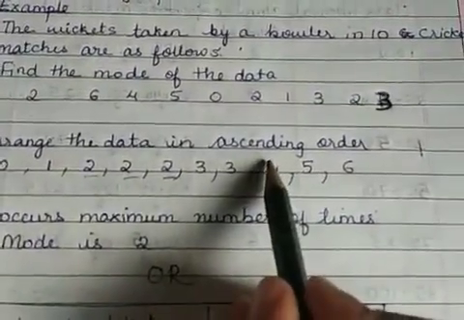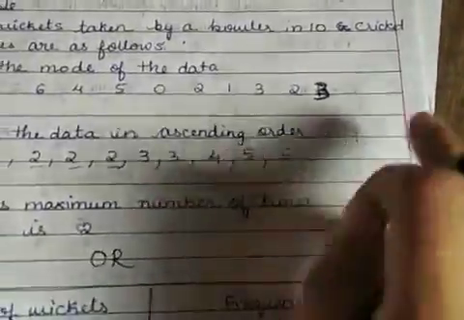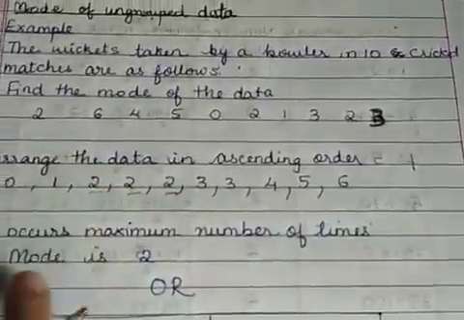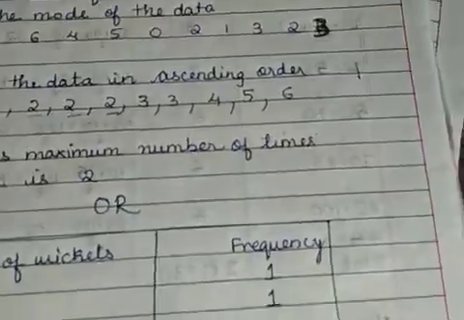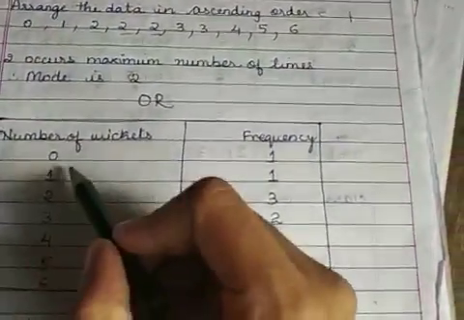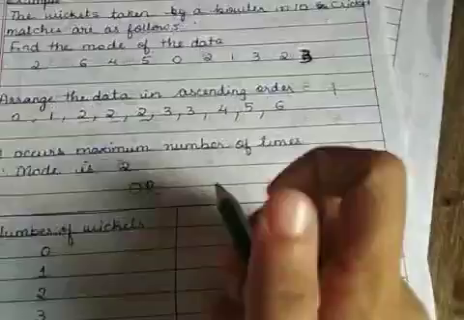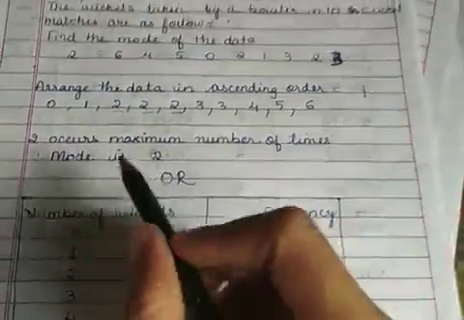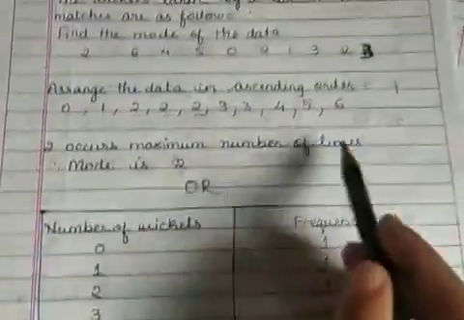This is one way of doing it. But suppose you have a large number of observations, say 30-40 observations, then it becomes very difficult to keep on counting how many 2s are there or how many 3s are there to find the mode. So to make it easier, we can also use a frequency table. Here we also have a tally marks column, but since the data is small, we need not use it. If we want to use a table, we write the number of wickets. The different wickets which occur here are 0, 1, 2, 3, 4, 5, 6.